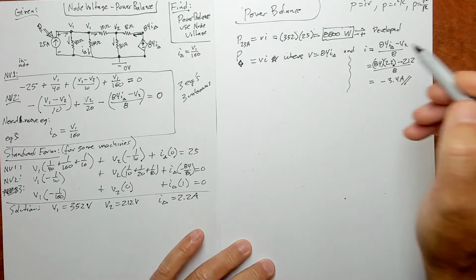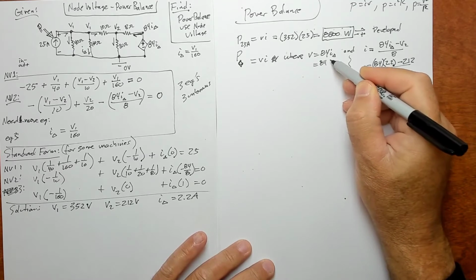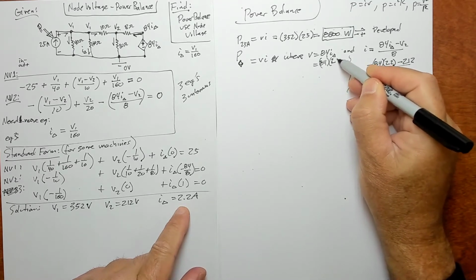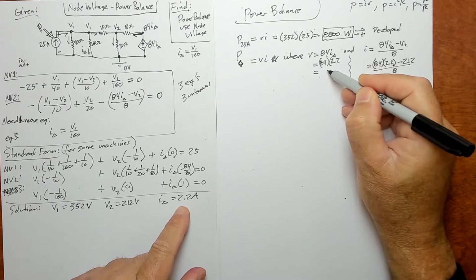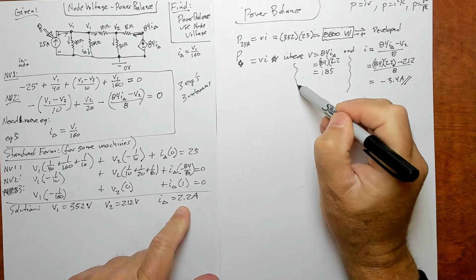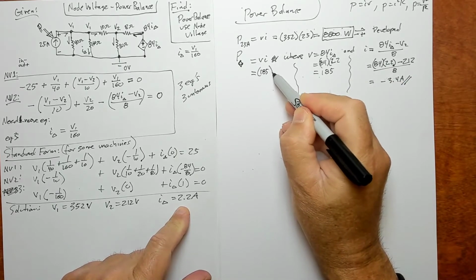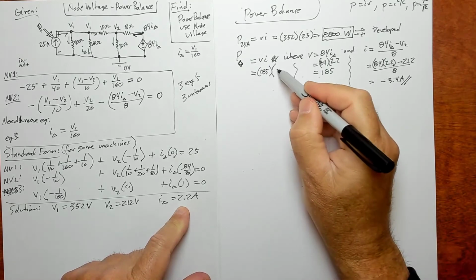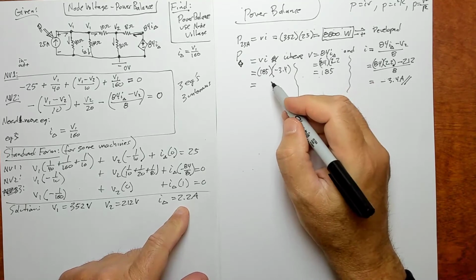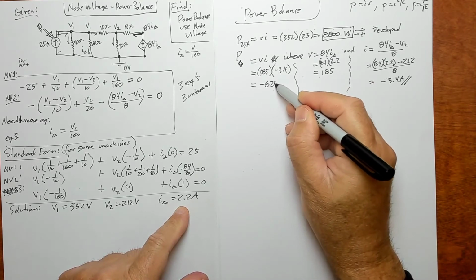So we could make a squiggle. So this is 84 and 2.2, which is 185. So now we can do this thing. So now this is 185 times minus 3.4, right? Which is minus 628 watts.